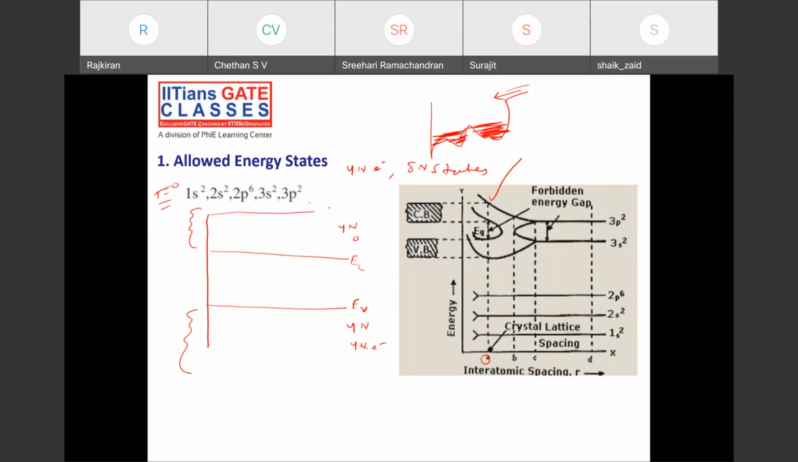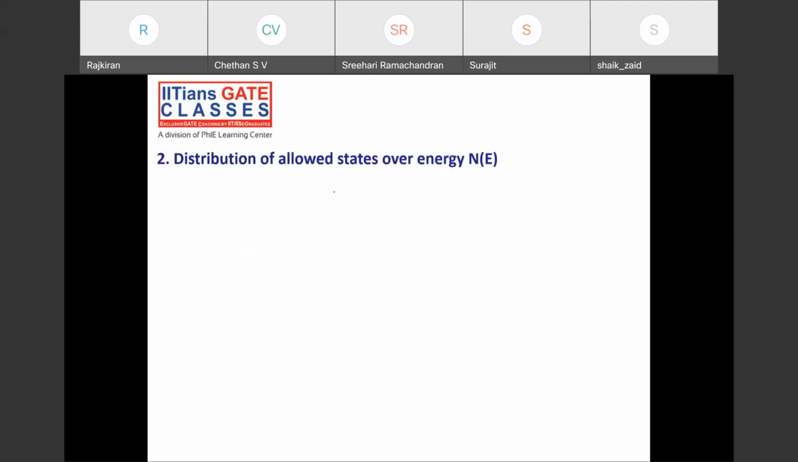Suppose this is my top of the conduction band. In between EC and ET, the energy states are not uniformly distributed. They are distributed over the energy like this. So this is my EC, this is my EV, this is my energy. If I want to plot the number of states, N(E), N(E) is nothing but my distribution of allowed energy states. So over EC, they are distributed like this.